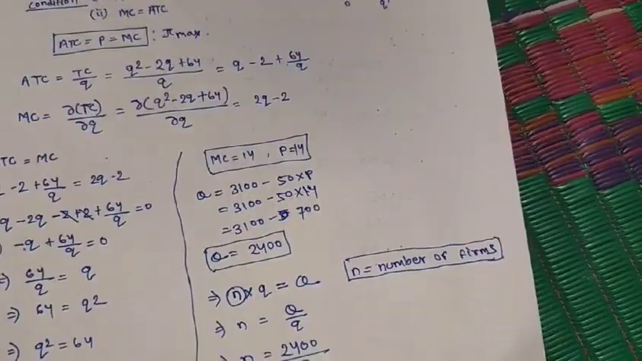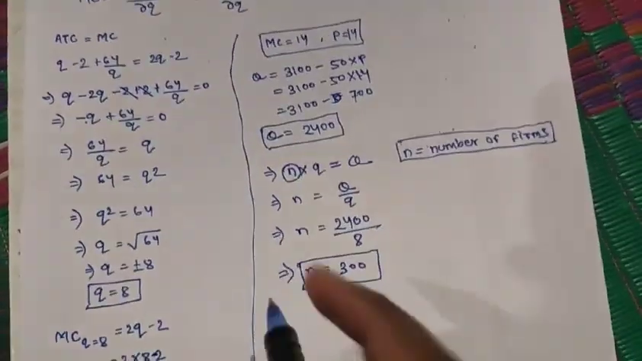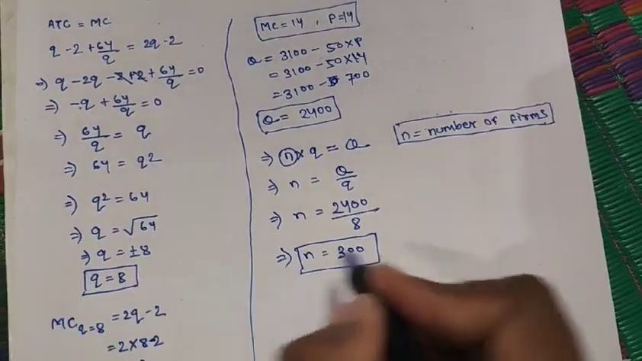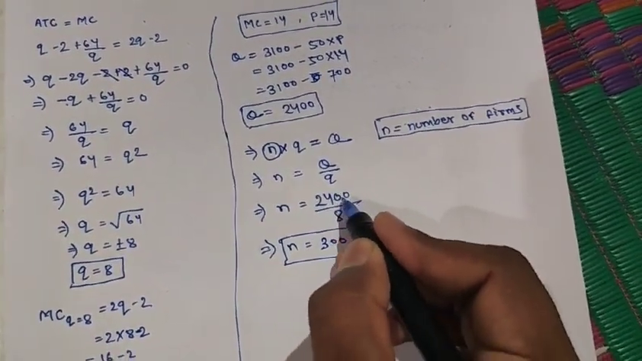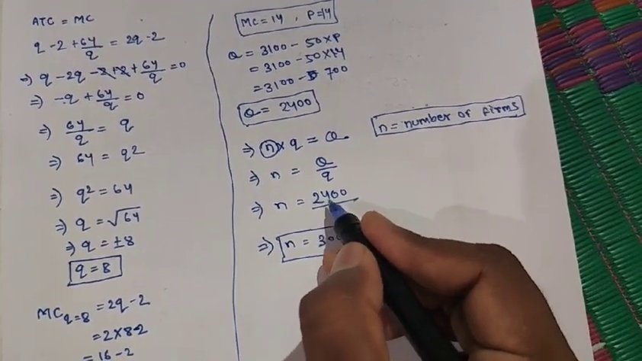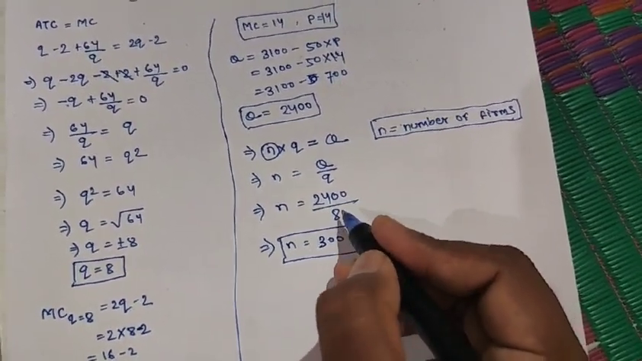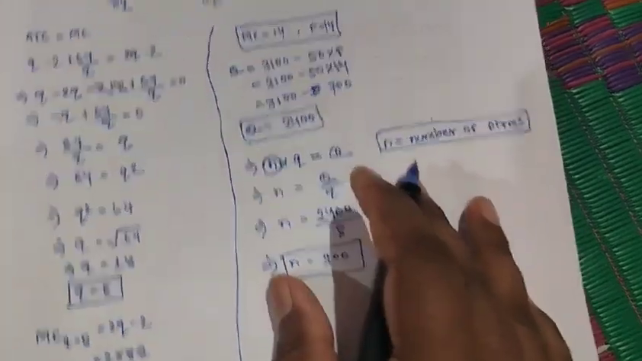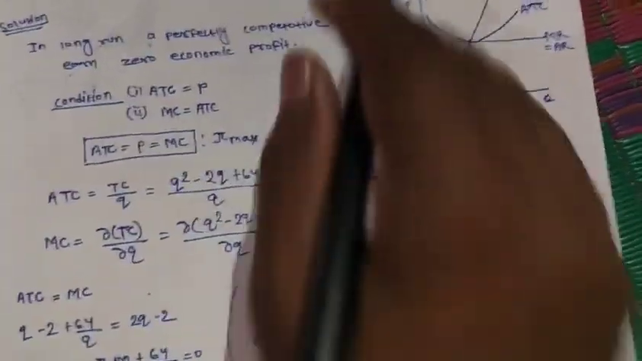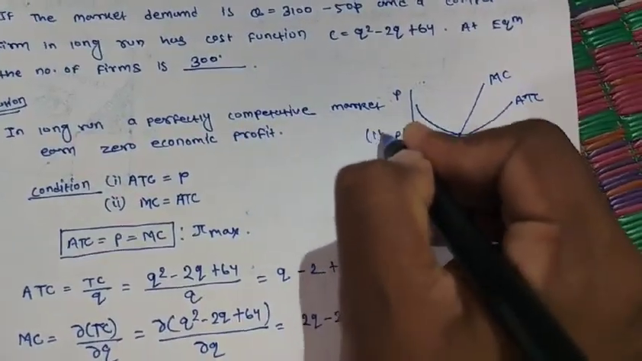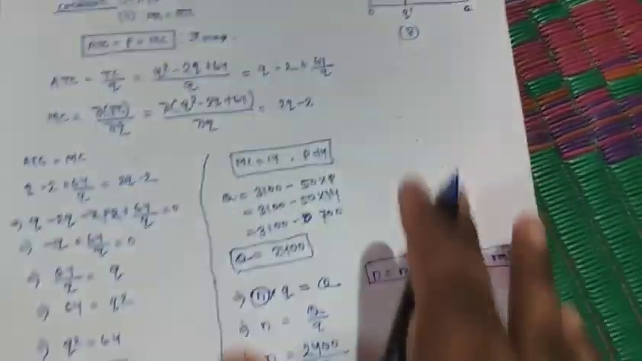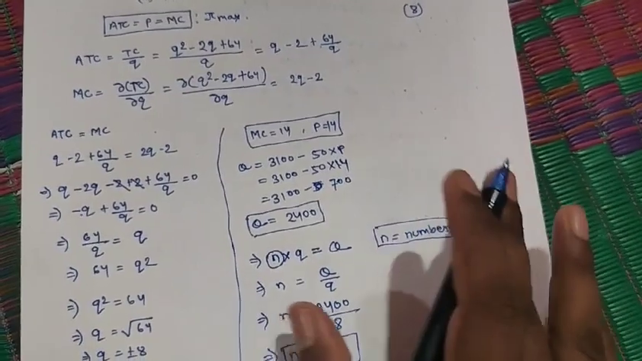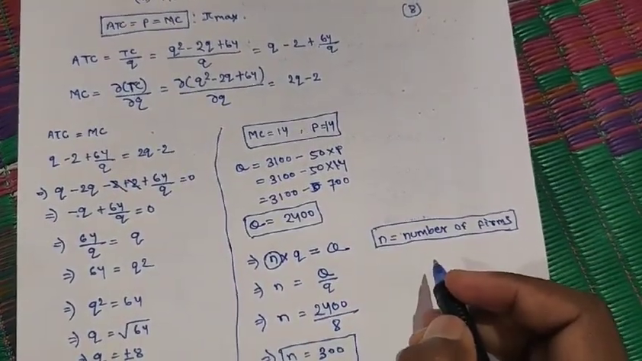Now the equilibrium output per firm is 8, the total number of firms is 300, the total quantity produced in the perfectly competitive market is 2400, and the price charged in the perfectly competitive market is 14. Here simply 14, here simply 8. I think I have cleared the question and the answer. Thank you.